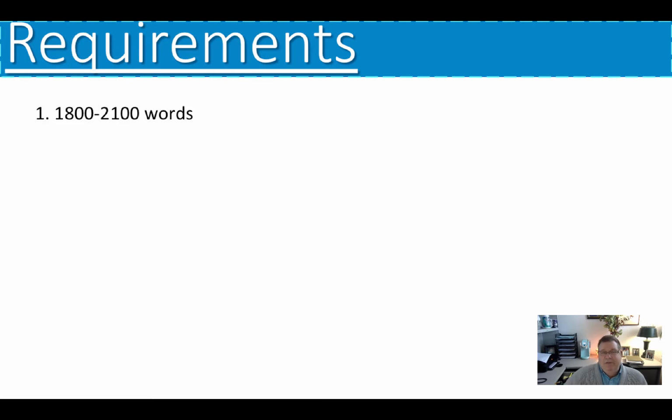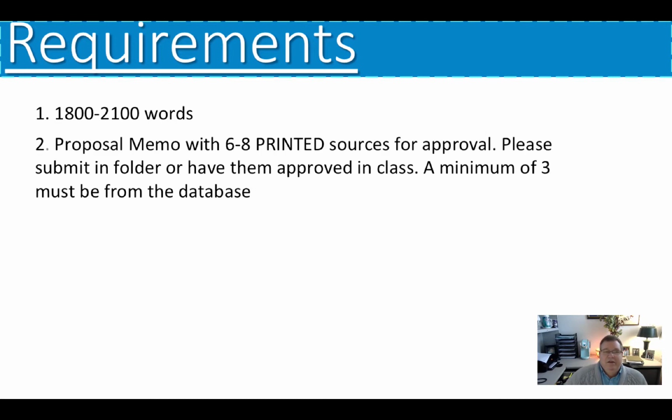Keep in mind that this paper is 1,800 to 2,100 words. You don't want to go below. This is the final paper. It is worth a lot of points. So if you get a 0 and have to redo it, you're losing a lot of points just for that. You're going to turn in a proposal memo, and that's what you're going to be working on this week.